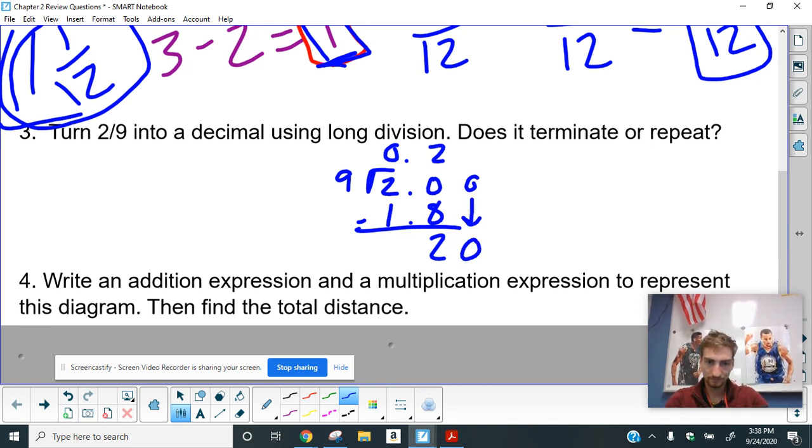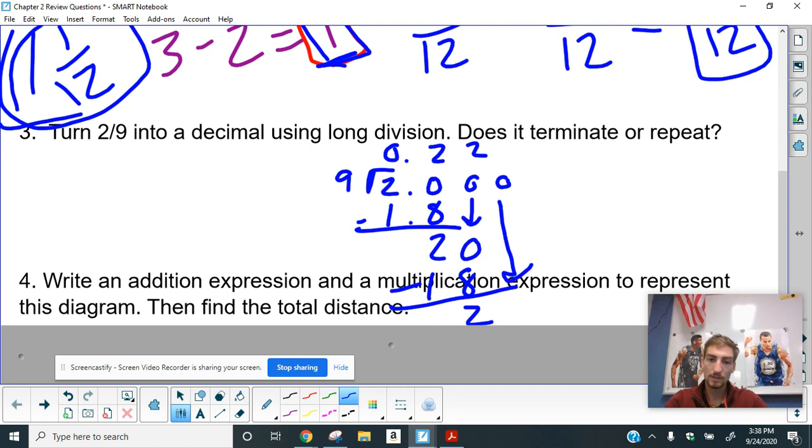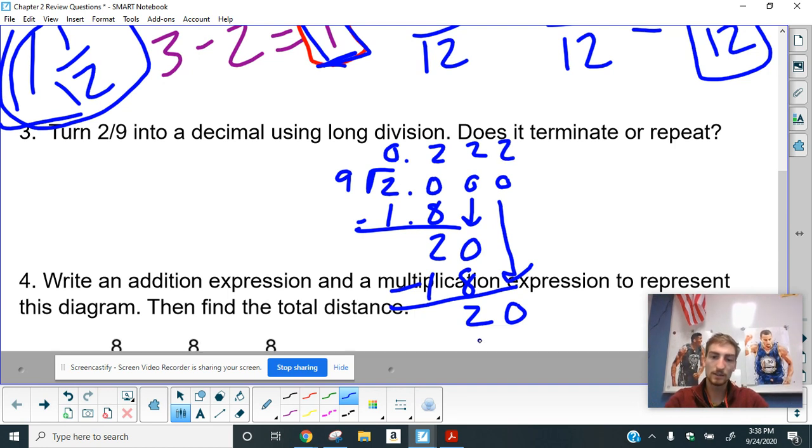And so I can bring another 0 down. Once I bring that 0 down, I'm looking at how many times does 9 go into 20? Well, it goes in there twice again. And then 2 times 9 equals 18. Subtract them. Bring down another 0. And here I have another 20. Well, it goes in there twice again. And whoa, would you look at that? If I subtract, it'll give me 2 again.